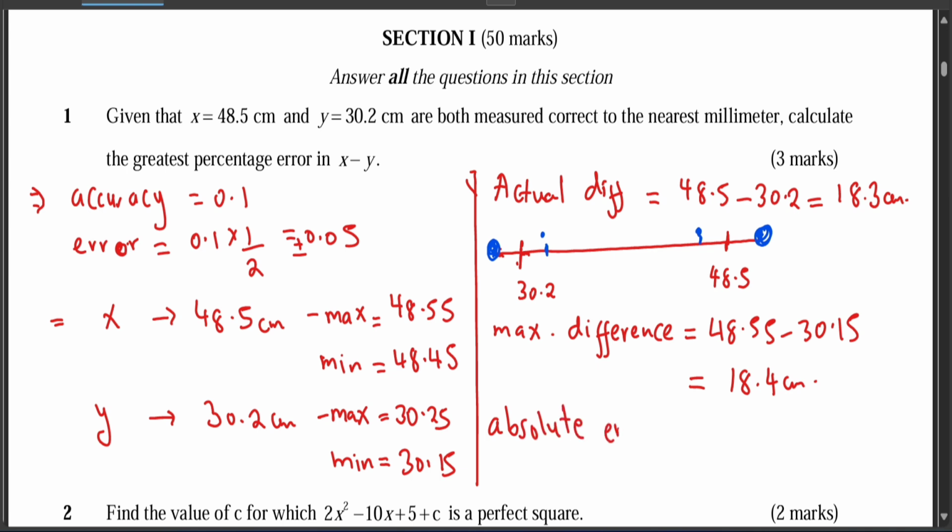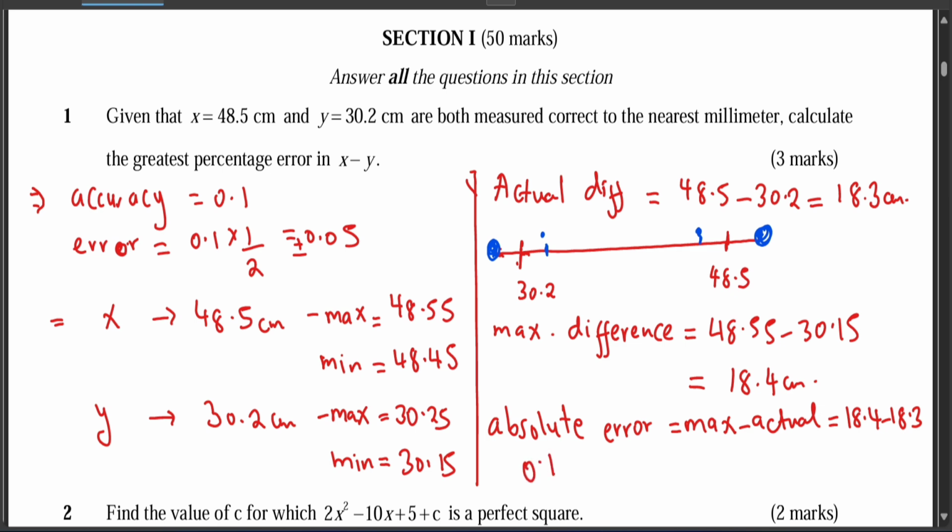Our absolute error for this case is your maximum minus the actual. So maximum absolute error is your maximum minus the actual. Your maximum being 18.4 minus 18.3 should give you 0.1.